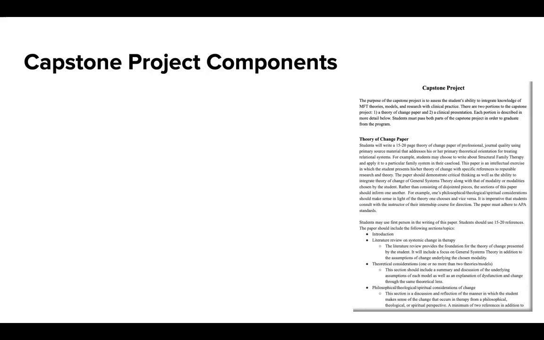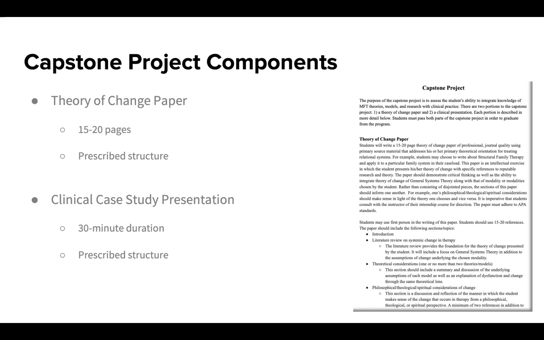Now, if we look at this, we see that there is a detailed description, and I've got an excerpt from the page on the right-hand side. Basically, we're looking at two different projects here. There's the theory of change paper, which will be roughly 15 to 20 pages, and we also have a clinical case study presentation. Now, I don't know about your academic background. For many of our students, 15 to 20 pages seems like a lot because it's longer than any assignment they've done before, often by a factor of 2 or more.